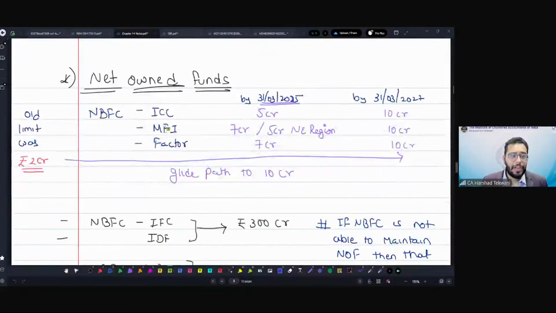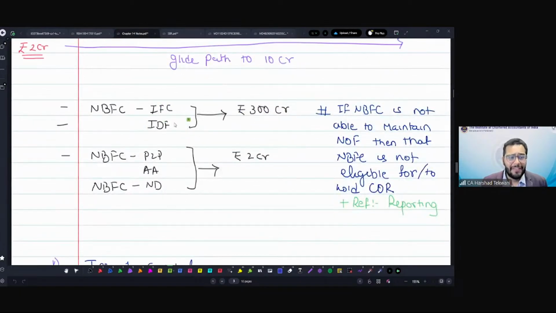So the net owned funds requirement, usually it is 2 crore, but for ICC, MFI and factor, it has to be increased to 10 crore. But for NBFC, IFC, IDF, different requirements are there. For P2P, AA, ND, 2 crore. So different net owned fund requirements are there, that we discussed. And based on that, the auditor has to report whether the net owned funds requirement is being met or not.